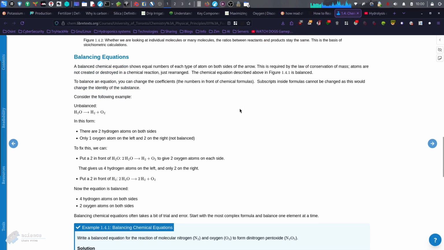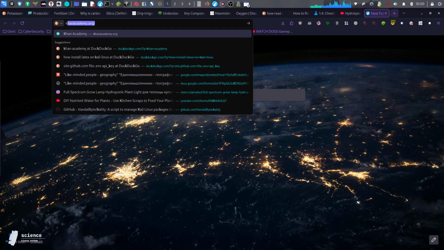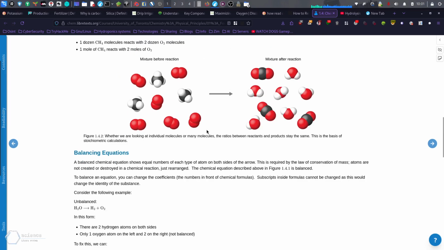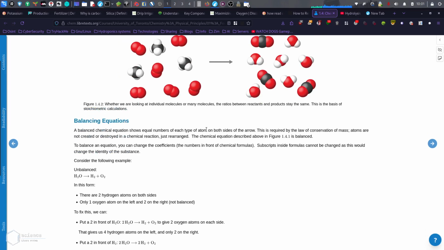About chemistry, you can use Khan Academy, the high school chemistry section. It's very easy to understand. You can try to understand the basics of Bohr's theory of the atom. There are different theories, like the wave theory of the atom, but Bohr's theory works, and we learn this for hydroponics.